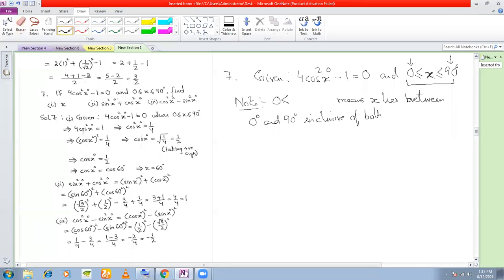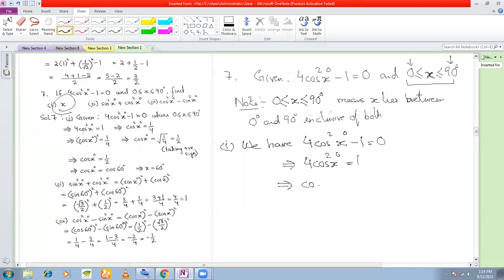0 less than or equal to x less than or equal to 90 means x is acute. So we start with this. 4 cos square x degree minus 1 is equal to 0. Now your first question is find out x. So we start from what is given. 4 cos square x degree minus 1 is equal to 0. That means you can write 4 cos square x degree is equal to 1.